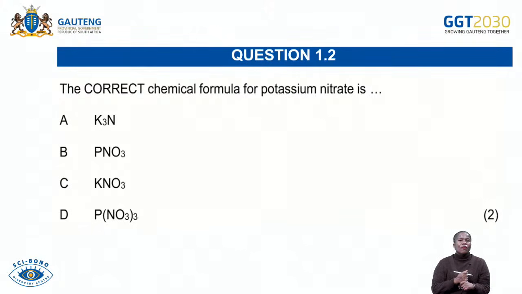The correct chemical formula for potassium nitrate. It's similar to what we were just doing: given the name, we give the formula, and given the formula, we give the name. Potassium nitrate. Do we know the symbol for potassium in the periodic table? Or do we not know? Because that is the key. Do we know our periodic table?